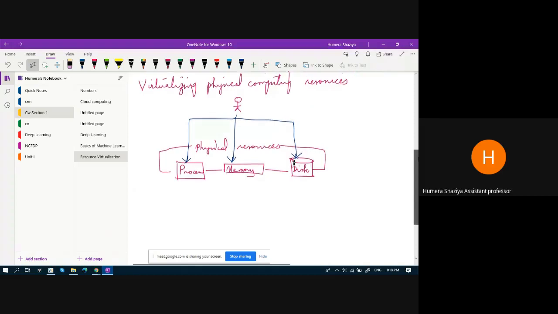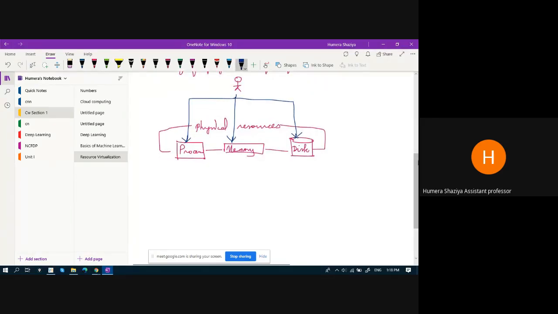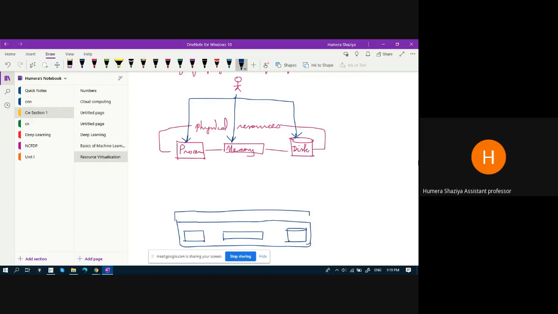Virtually accessing means this is our processor, this is memory, and this is disk, and then on top of this you are creating a virtual environment, and then it appears this is processor, this is memory, this is disk. This is a layer of virtualization.